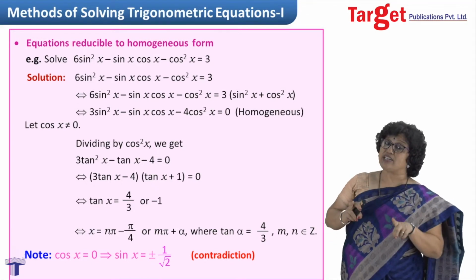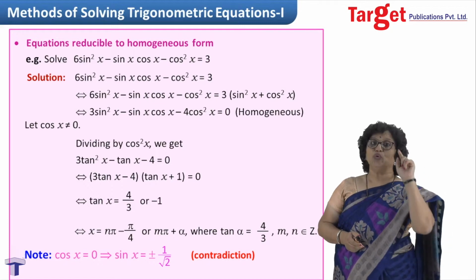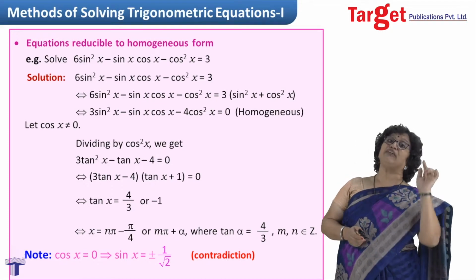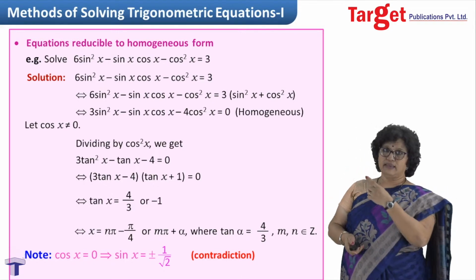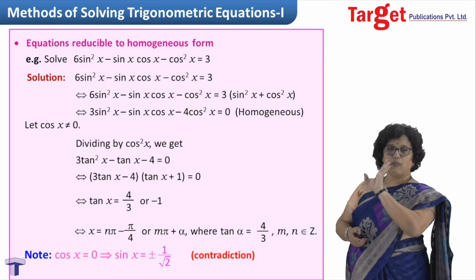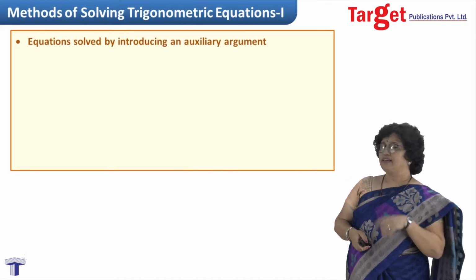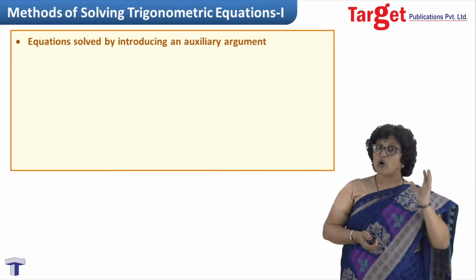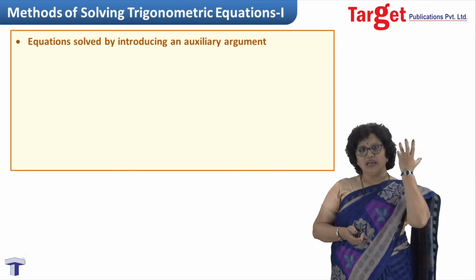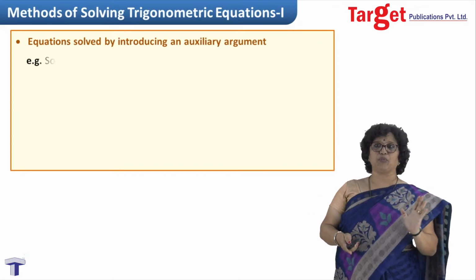Now, this equation was different from others because first, I was not sure whether you know what we mean by homogeneous, and if it is not homogeneous, then how do we reduce it to homogeneous? That is what that question was important for. Now, next method, that we can introduce some auxiliary argument. Auxiliary argument means some imaginary angle we want to add there, which is not given in the problem.